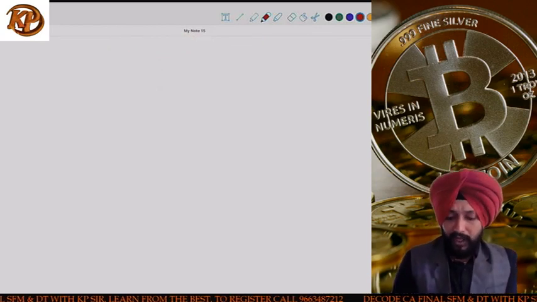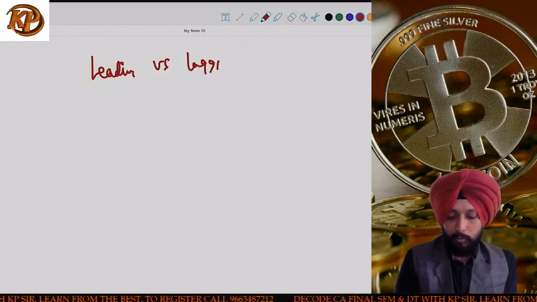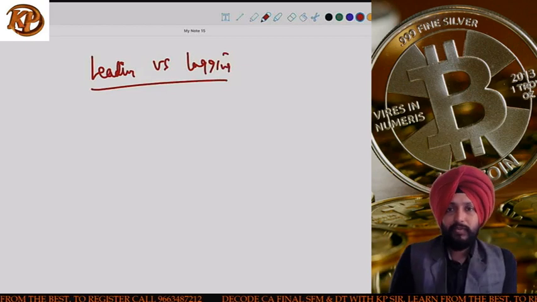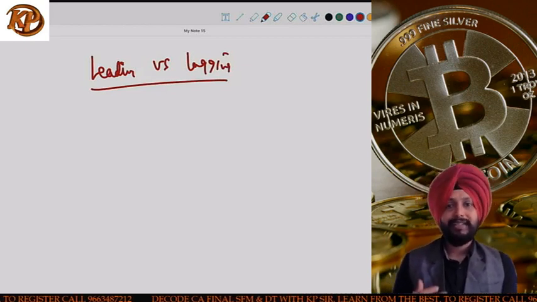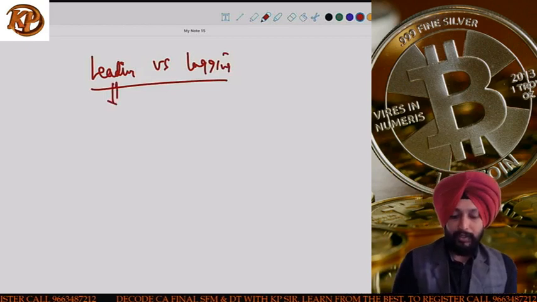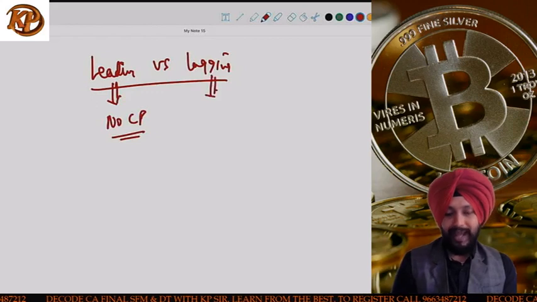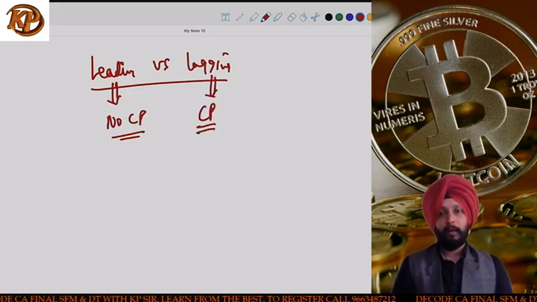After that, we have done a concept of leading versus lagging. That was one small concept, and it was very simple. I told you the questions generally come from a payable perspective. Leading is that you pay the money today itself without any credit period. Lagging means you pay on a future date, that is, the credit period will be used by the company.